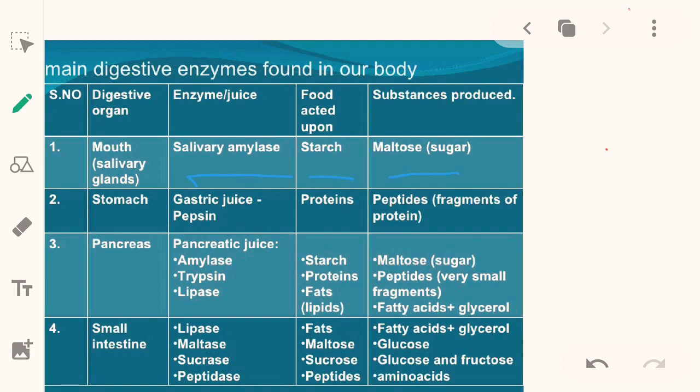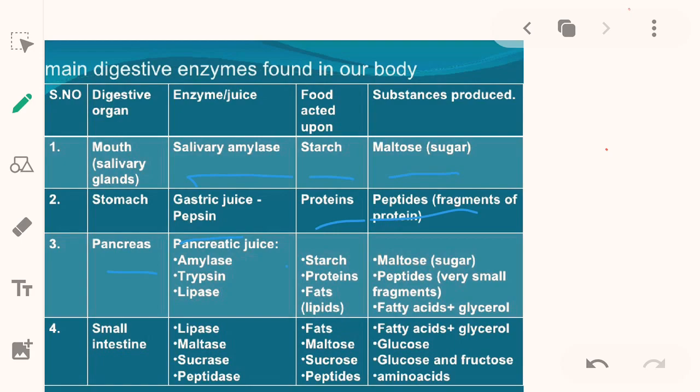In the stomach, gastric juice secretes an enzyme called pepsin. Pepsin acts on proteins and converts them into peptides. Peptides are the parts, or fragments, of proteins. The pancreas secretes pancreatic juice, which contains the enzymes amylase, trypsin, and lipase.